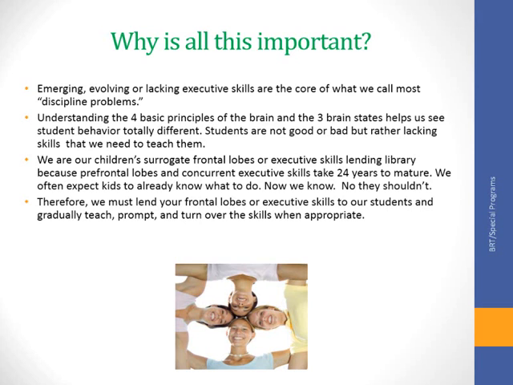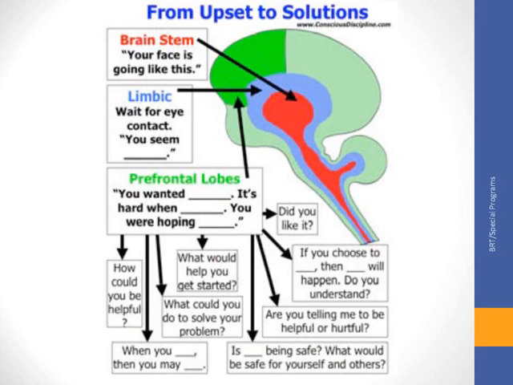Therefore, we must lend our frontal lobes or executive skills to our students and gradually teach, prompt, model, and turn over the skills when appropriate. Conscious discipline empowers us to be conscious of brain-body states in ourselves and children. We learned about the 3 states of the brain that dictate behavior: survival, emotional, and executive. We learned the needs we have when we are in each state, whether the need is for safety, connection, or for problem solving. And we learned what skills we project when we are in each state, whether it be fight, flight, or freeze, verbal or social aggression, or problem solving and learning.